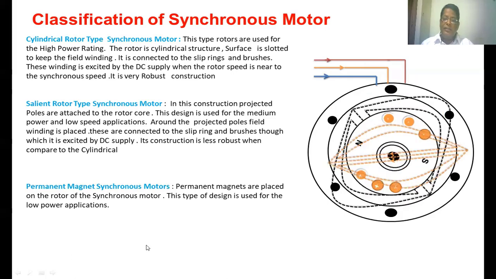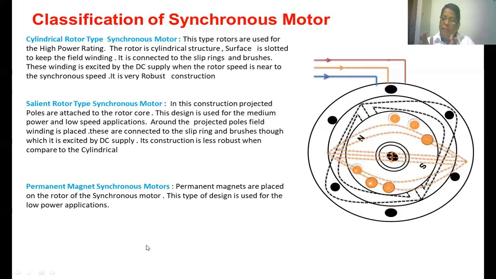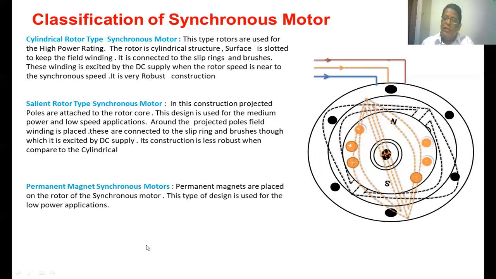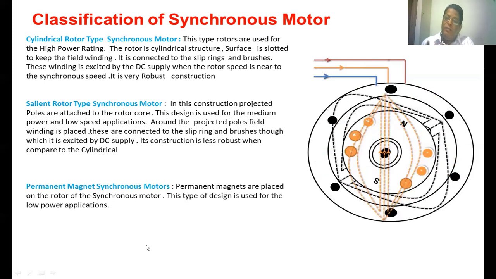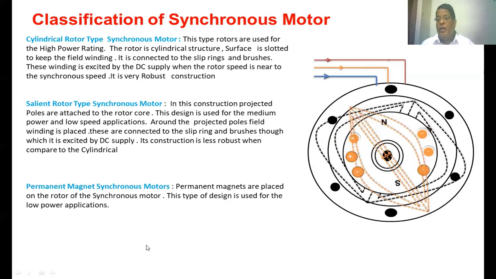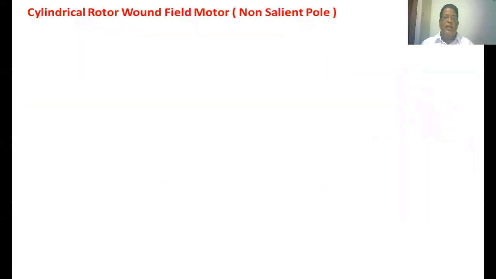In the case of a permanent magnet synchronous motor, we keep permanent magnets on the rotor, so there is no need to give excitation to a field winding. The losses in the field winding are reduced, and the efficiency of the motor is also higher. It is designed only for the low power range. The cylindrical rotor wound field synchronous motor is also called a non-salient pole synchronous motor.